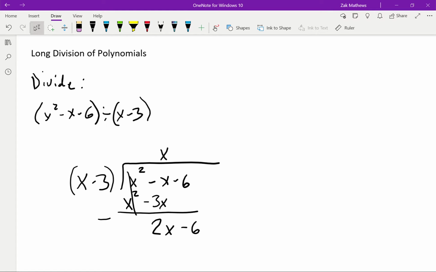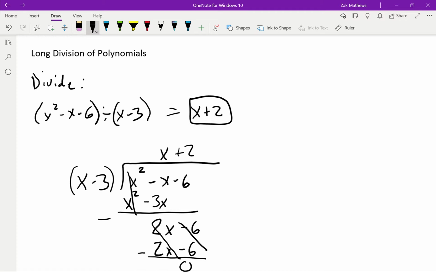What times x gives me 2x, or another way of saying that is 2x divided by x is what? And that should be a positive 2, so I'm going to write a plus 2 lined up with the constants. And now I'm going to multiply. 2 times x is 2x, and then 2 times negative 3 is a negative 6. Just like before, I'm going to subtract to get to the next line. The 2x is canceled, the 6 is canceled, I'm left with the 0. And so our answer when we divide these two things is the x plus 2.